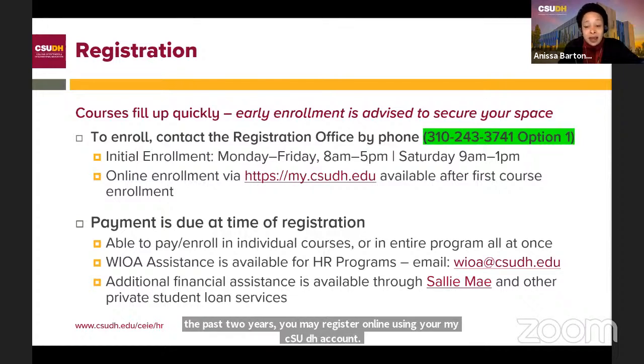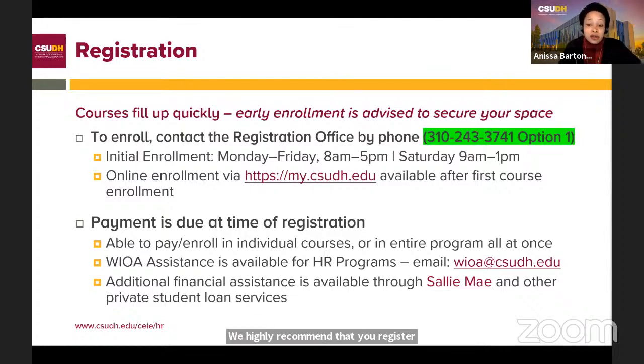We highly recommend that you register early to make sure that there's space in the course and to allow time for course information and online access to be created and distributed. Payment is due at the time of registration. You can pay for your courses individually or for multiple courses all at once.